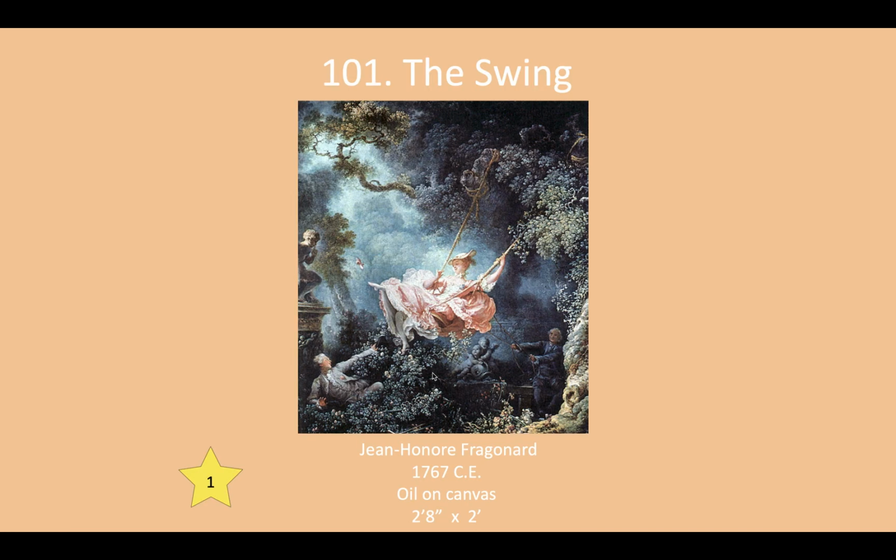And so let's look at what is probably the most famous Rococo painting of all time. This is called The Swing, and it's by Fragonard. The D is silent, Fragonard. It's Jean-Honoré Fragonard. We see this oil on canvas. It's not huge, 2 feet 8 by 2 feet. It's not that giant. But look at this palette.